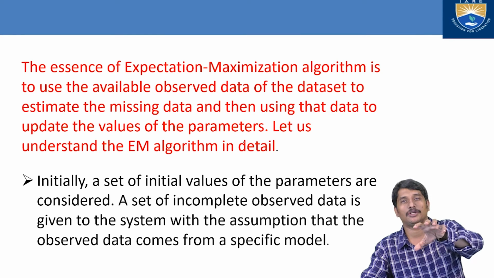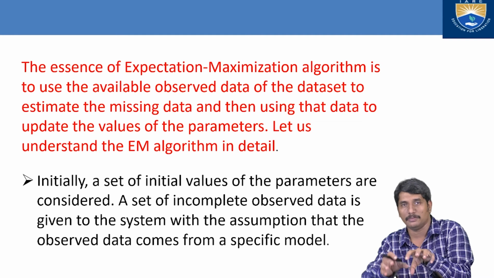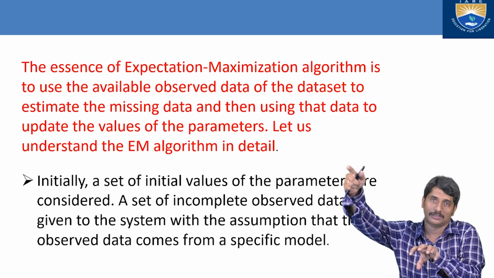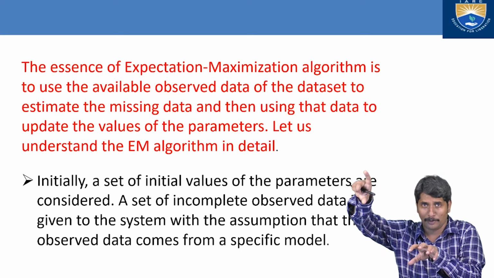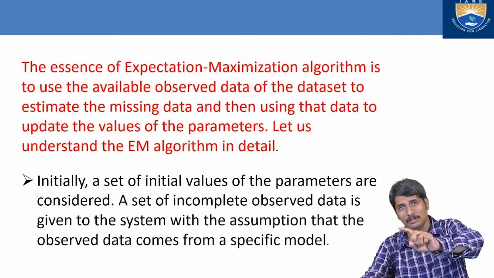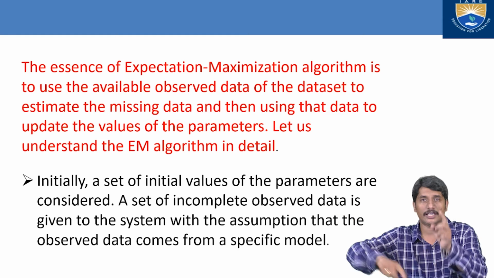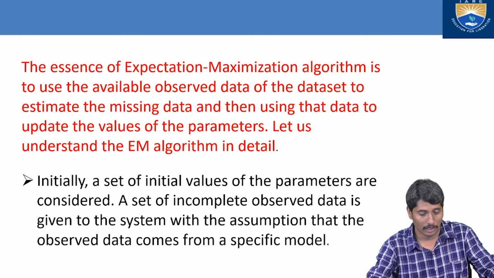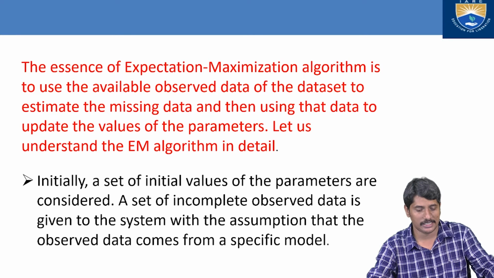That means first you estimate the missing data and use that missing data to improve the parameters. Again, with improved parameters, again estimate the missing data values. Again, with the new missing data values, again improve the parameters. Like that, the chain should revolve. Let us discuss it step by step.